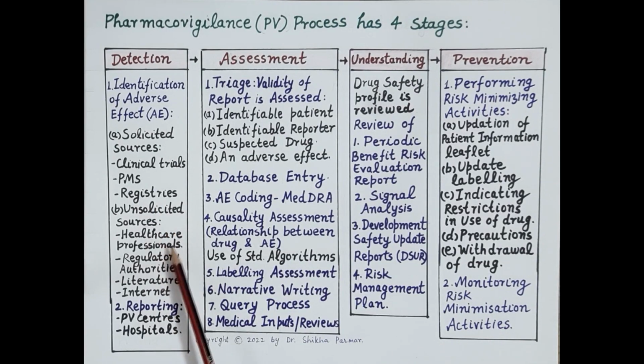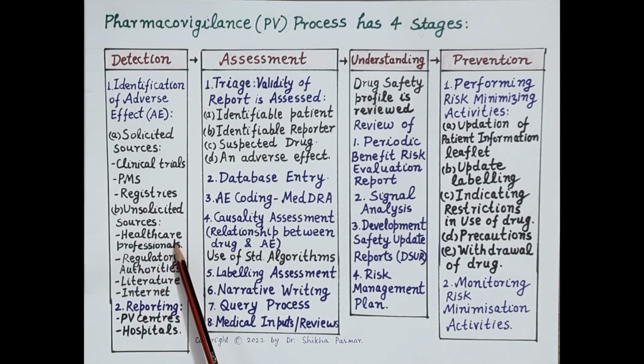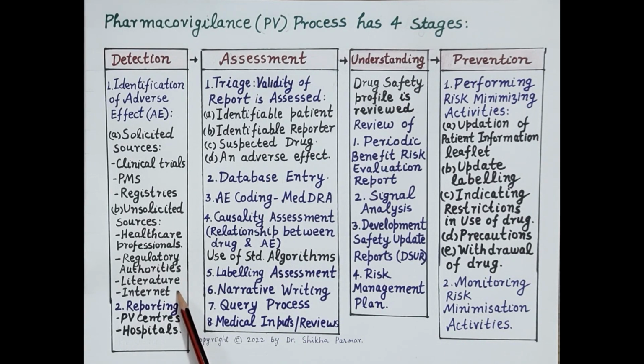Unsolicited sources are the healthcare professionals like doctors, nurses, pharmacists, etc. Then regulatory authorities, literature published in the journals, internet and media, and even legal cases filed against the drug. Now, identified adverse effects are reported to the approved pharmacovigilance centers, hospitals, academic institutions, etc.